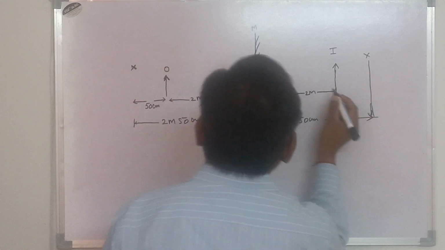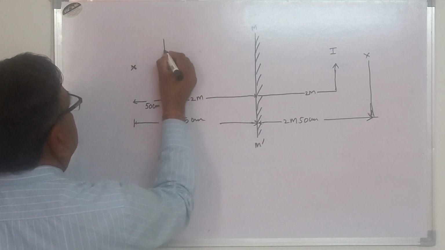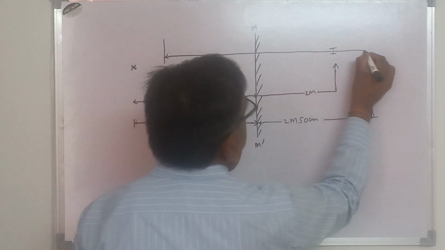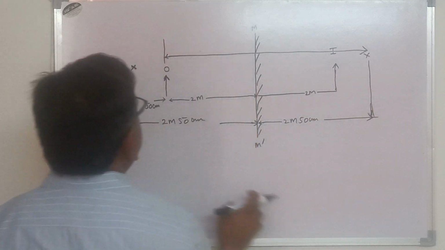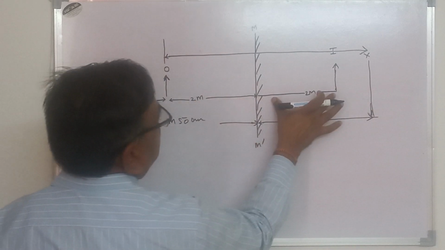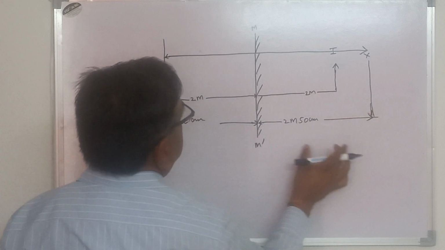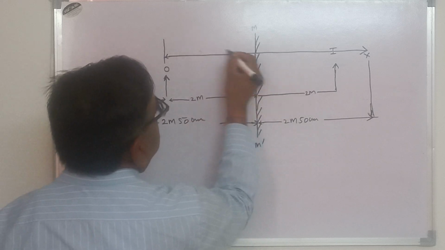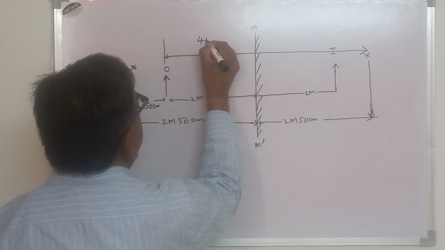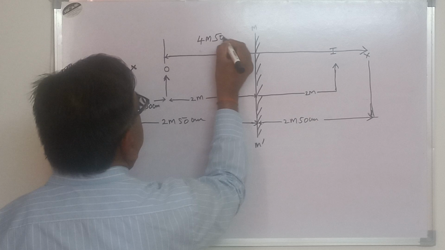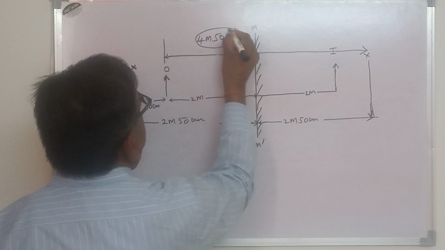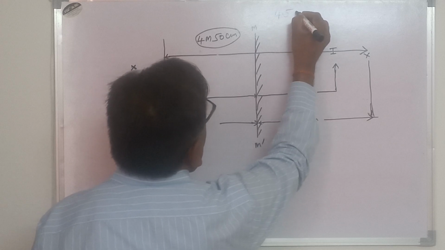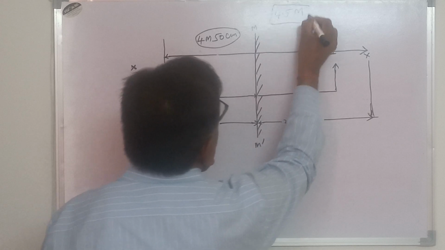So the distance, this one. Naturally this is 2 meter, this is 50 centimeter, and this is 2 meter and this is 2 meter 50 centimeter. So this distance will be 4 meter and 50 centimeter. Here you can say 4.5 meter. This will be the answer.